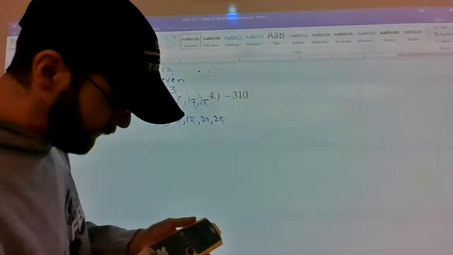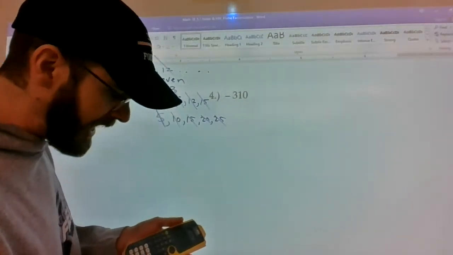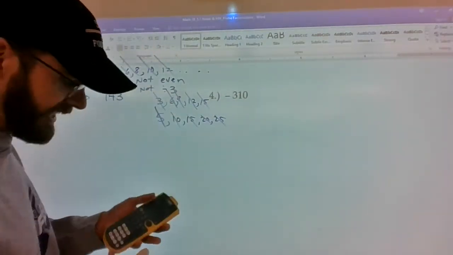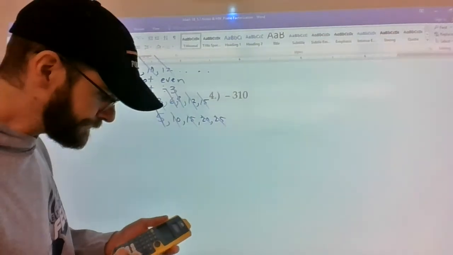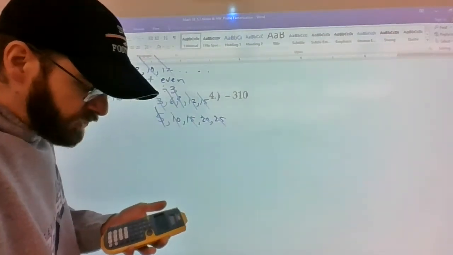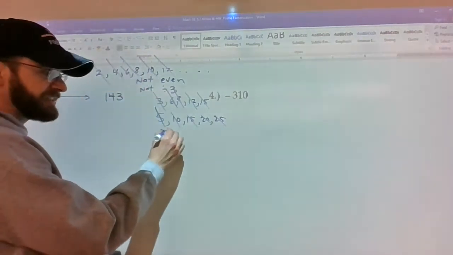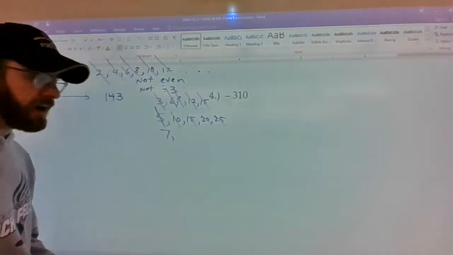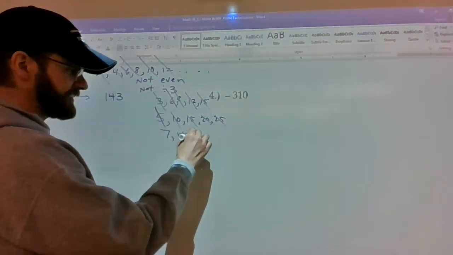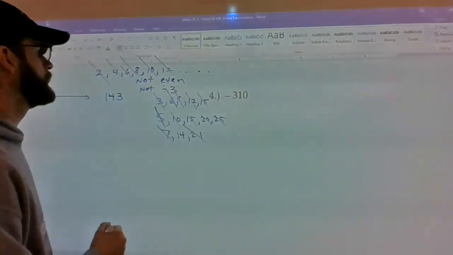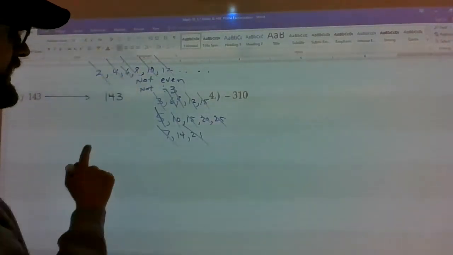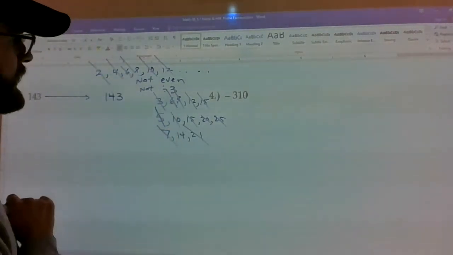Does it divide 7? Well, that's a new one. Well, probably not because 14 divides 7 and 143 kind of looks like it's out there on its own. So it doesn't divide 7 or any multiple of 7. Doesn't divide 14, doesn't divide 21. 8, we know it doesn't. 9, we know it doesn't. 10, we know it doesn't.